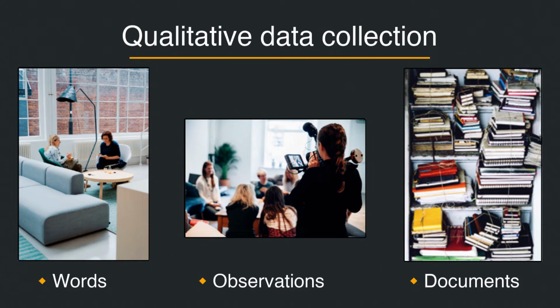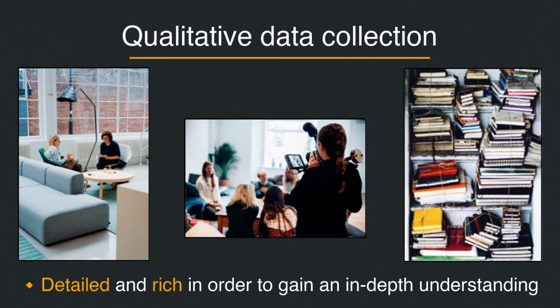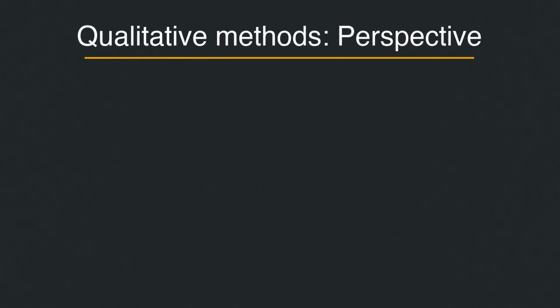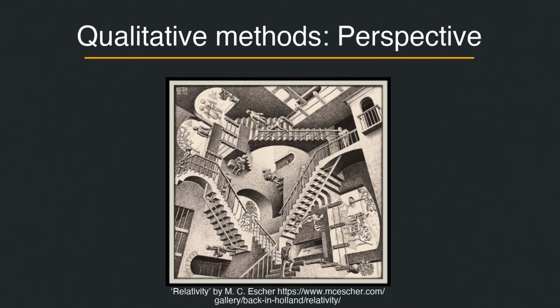Because of this, researchers collect data from relatively small numbers of people. The data they collect, however, is detailed and rich in order to gain an in-depth understanding of the phenomenon they're studying. When collecting qualitative data, it is important to consider perspective. Not everyone understands or perceives a phenomenon the same way. As illustrated in this drawing, each individual would perceive the building quite differently according to their positions.